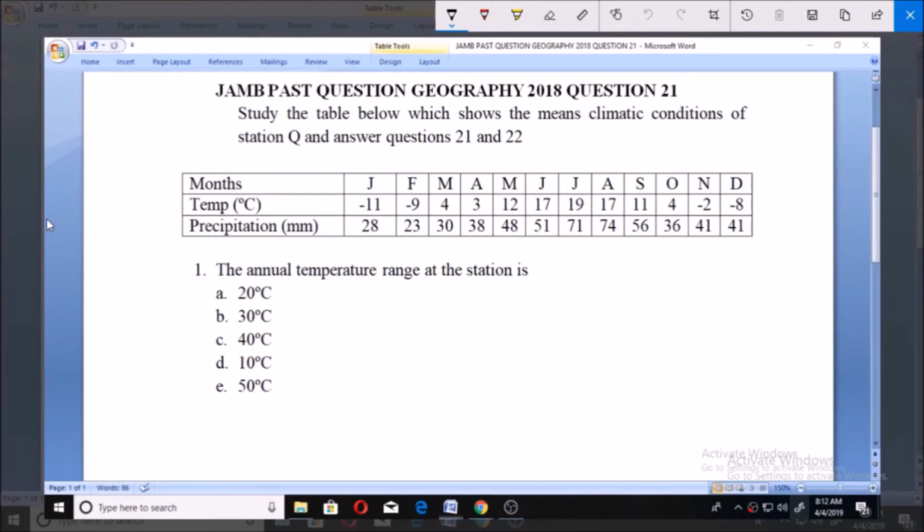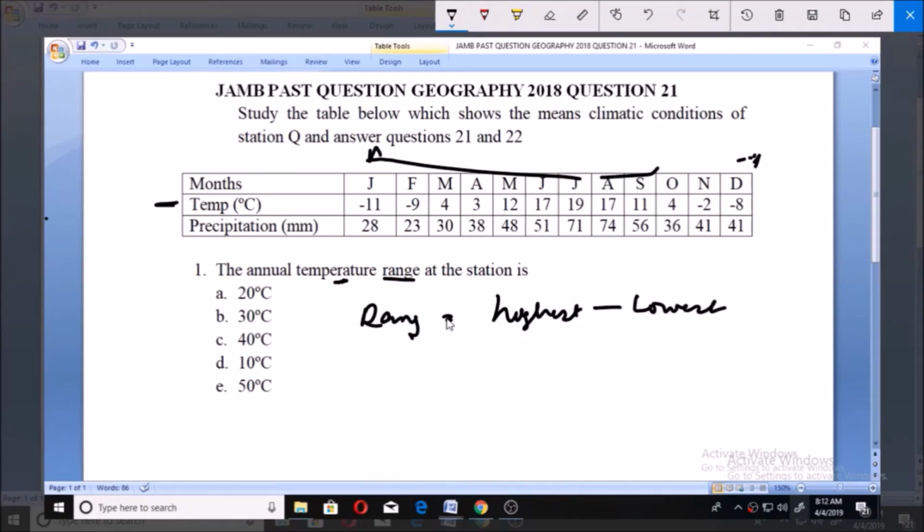Now, for us to be able to understand this, we need to be focused on the parameter that is being calculated. We are talking about annual temperature, so we are considering temperature in the table, and you are told to calculate the annual temperature range. These are the months being considered from month J to month D. So what is the range? Range simply means highest minus lowest. That is what range is.